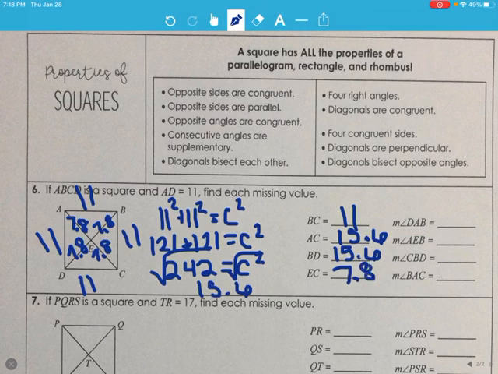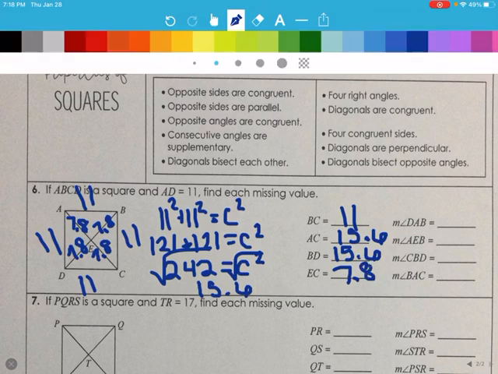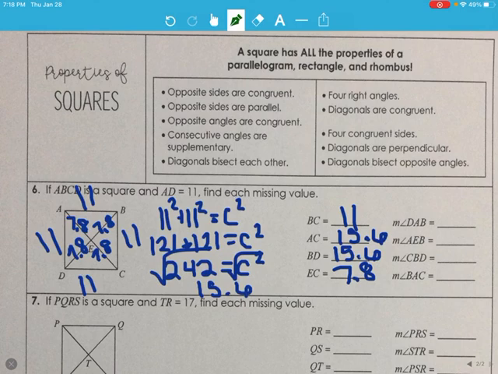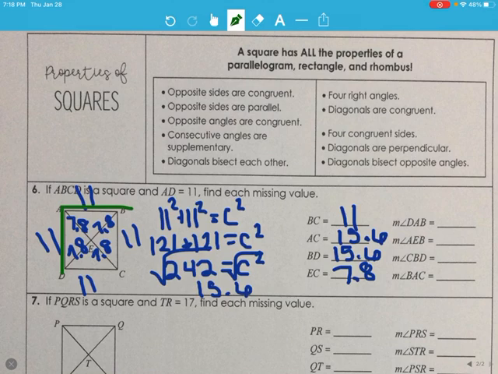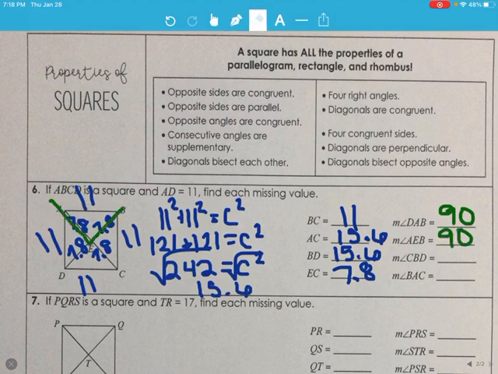Okay, I'm going to change colors, dramatically, green. DAB, so remember, you just trace D to A to B. It's the whole angle, and you can even see that just made a 90-degree. Next is AEB, A to E to B. Again, I made a perfect 90 there again.